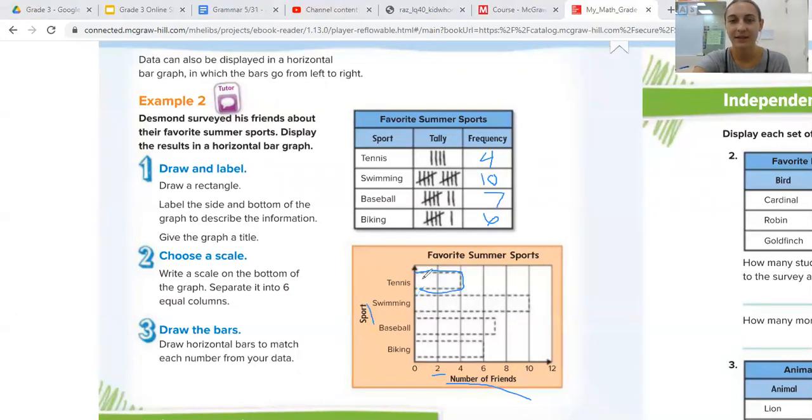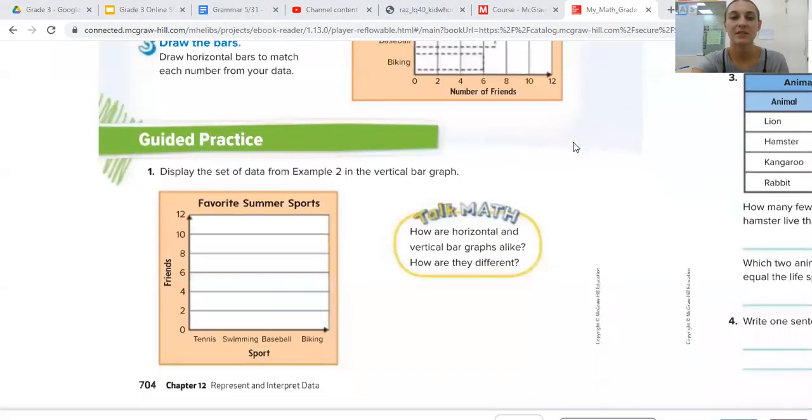Undo that, and then you can fill it in. Now, swimming goes to 10, so it's right on the line. Baseball, on the other hand, is 7, so that's going to be in between 6 and 8, right in the middle there. Biking had 6, okay? All right, let's scroll down.